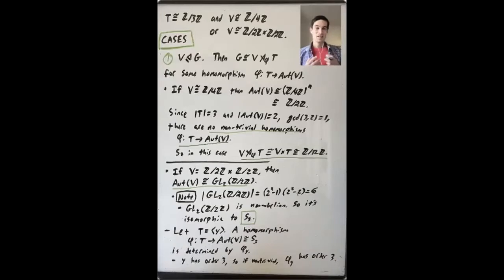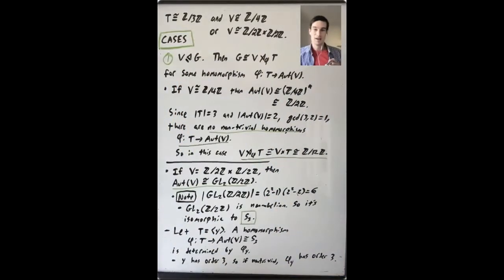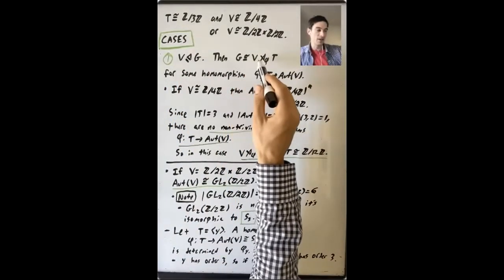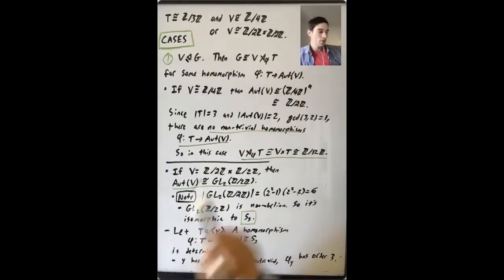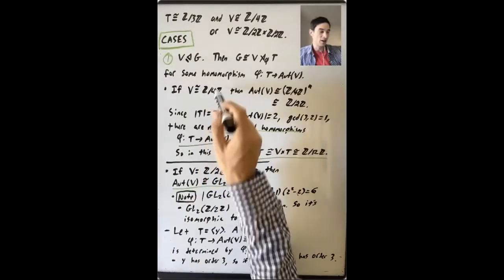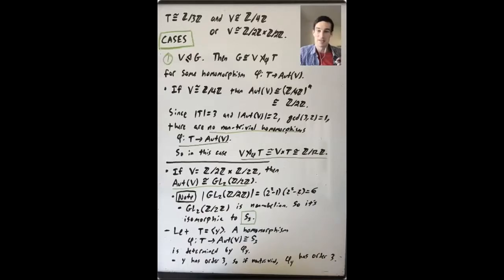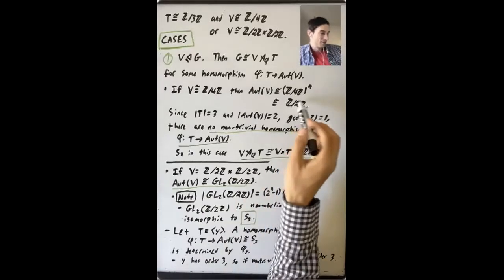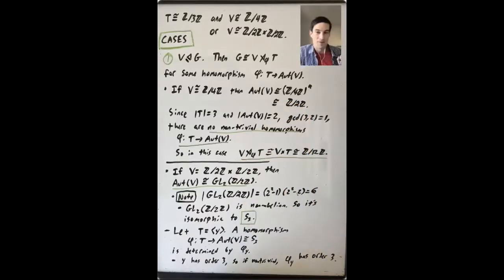Now, to understand what kind of group G is isomorphic to, let's break things up into cases. The first case we'll consider is when V is normal in G. We've already seen that G is isomorphic to V semidirect product T with respect to some homomorphism phi, which goes from T to Aut(V). If V is isomorphic to Z mod 4Z, then the automorphism group of V is isomorphic to (Z mod 4Z)-star, which is isomorphic to Z mod 2Z. In particular, the important thing is that the order of Aut(V) is 2.